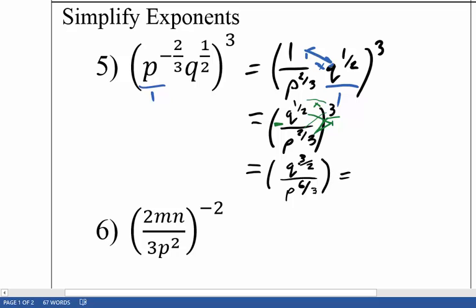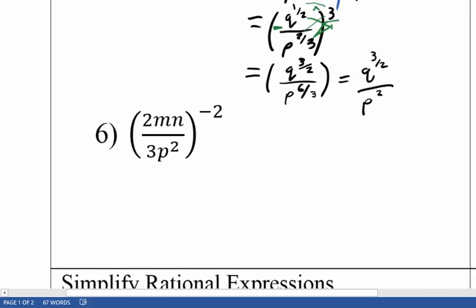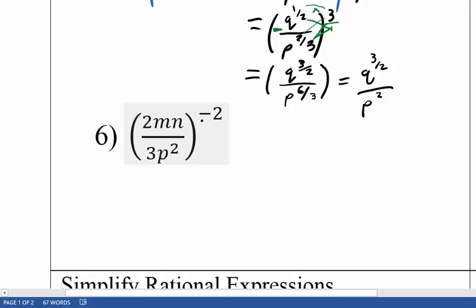And that is equal to, I can simplify it a little bit further. This fraction is as simple as it'll get, q 3 over 2, however, this here, 6 divided by 3, I can make that slightly simpler, I can make it squared. Okay, and that is all you need to do. Okay, question number 6, again I see a negative exponent, I know I immediately need to flip it upside down, in this case it is a fraction, so I'm just going to flip the whole thing. So it's going to become 3p squared over 2mn, put that there like that, squared.